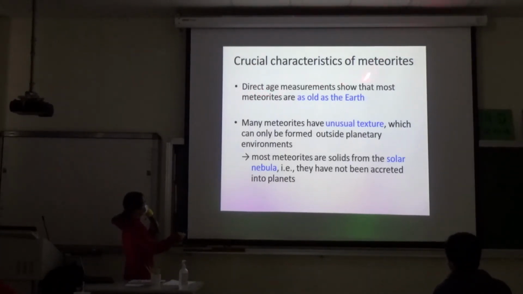First, we know that you can do some dating, 定年, of the meteorites, and direct age measurements show that they are really old. They are as old as the Earth, and many meteorites have unusual texture which can only be formed outside planetary environments. Most meteorites are solids from the solar nebula, and they have not been accreted into planets. Because they have not been in a planet, they have always been in low pressure environments.